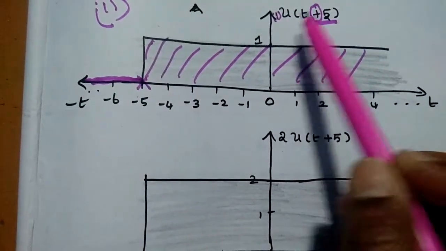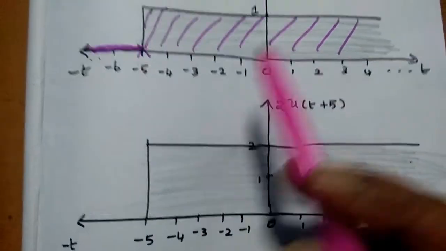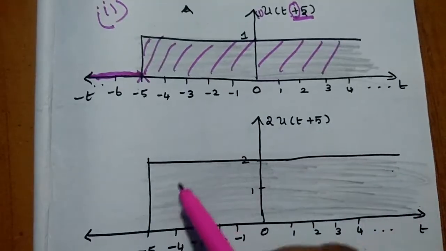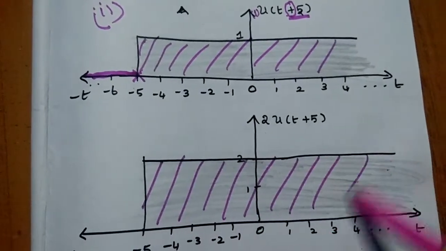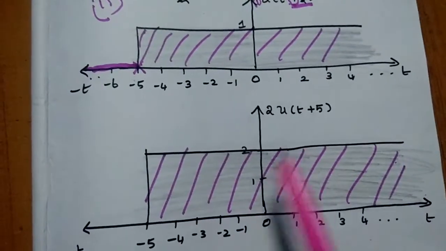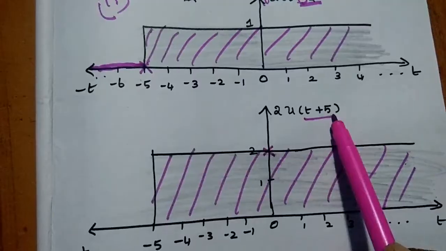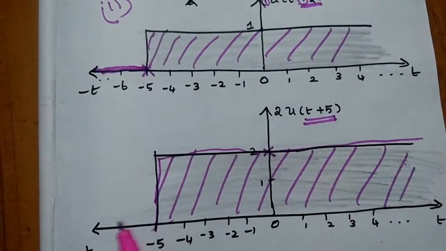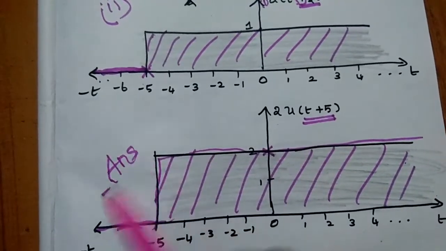1 into u of t is u of t, right? So this value is multiplied by 2. So now the same signal can be drawn for 2. So now we can say the signal is like this. Okay. So 2 is its amplitude, and its time starts from minus 5. So this is how the signal can be drawn. So this is the answer.